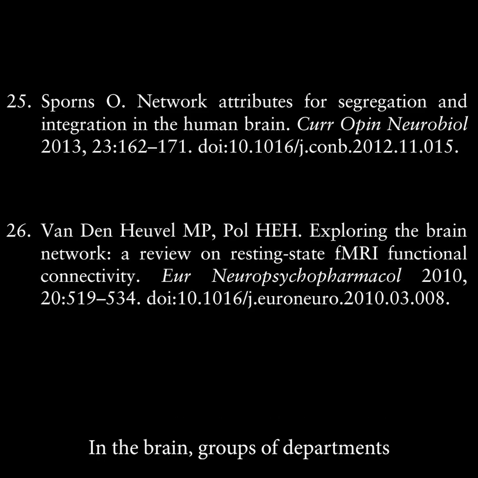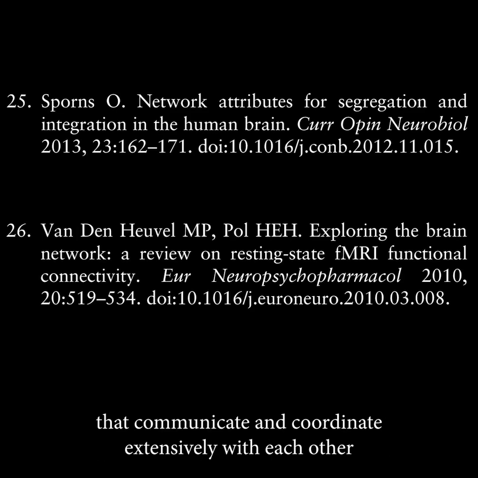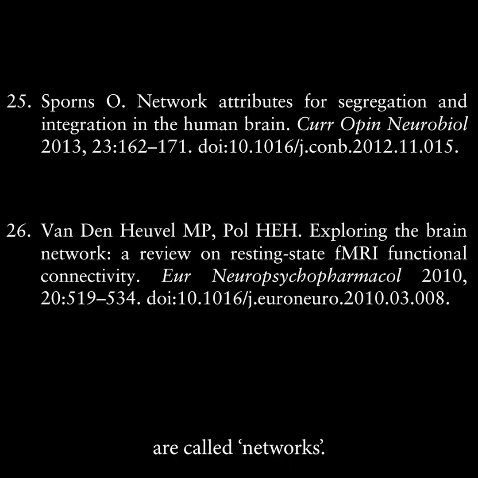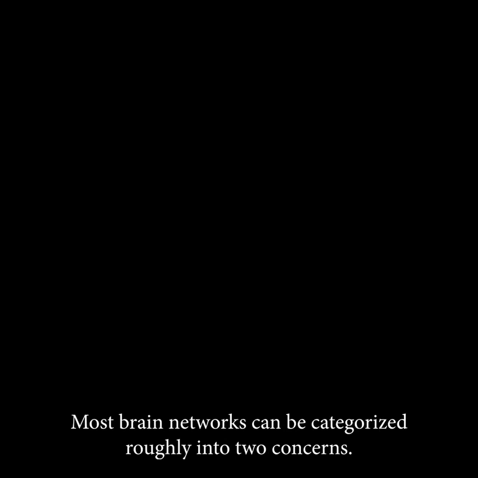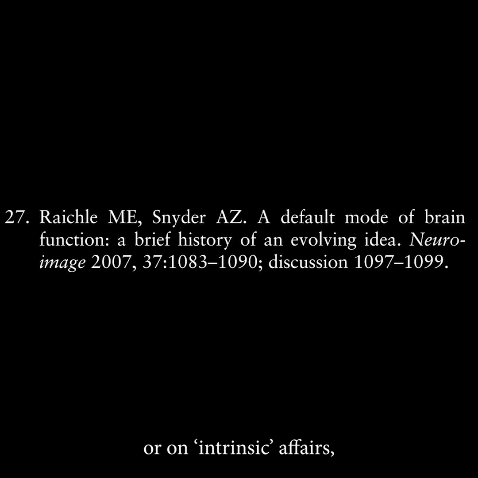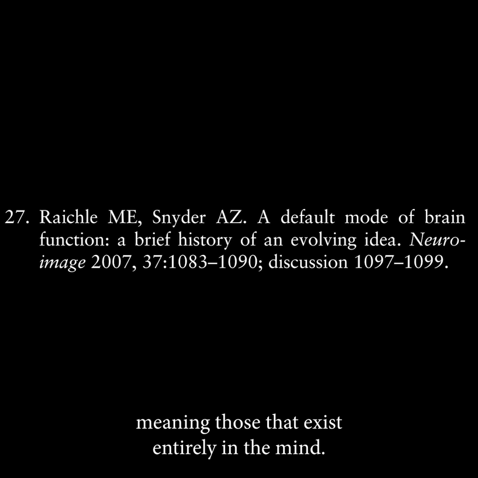Networks. In the brain, groups of departments that communicate and coordinate extensively with each other are called networks. Networks exist on many scales of function and are divided largely by their areas of concern. Most brain networks can be categorized roughly into two concerns. They are either focused on extrinsic affairs, meaning those that exist outside of the mind, for example, the body and its immediate interaction with the external environment, or on intrinsic affairs, meaning those that exist entirely in the mind, for example, imagination.